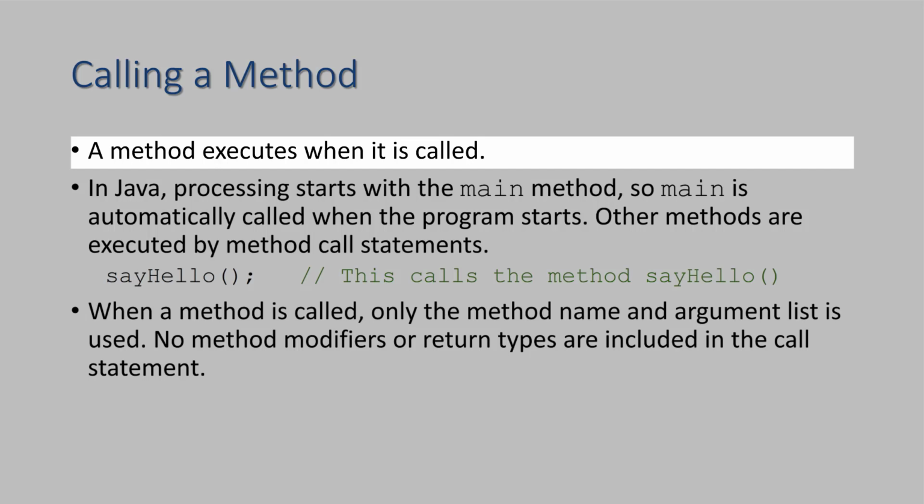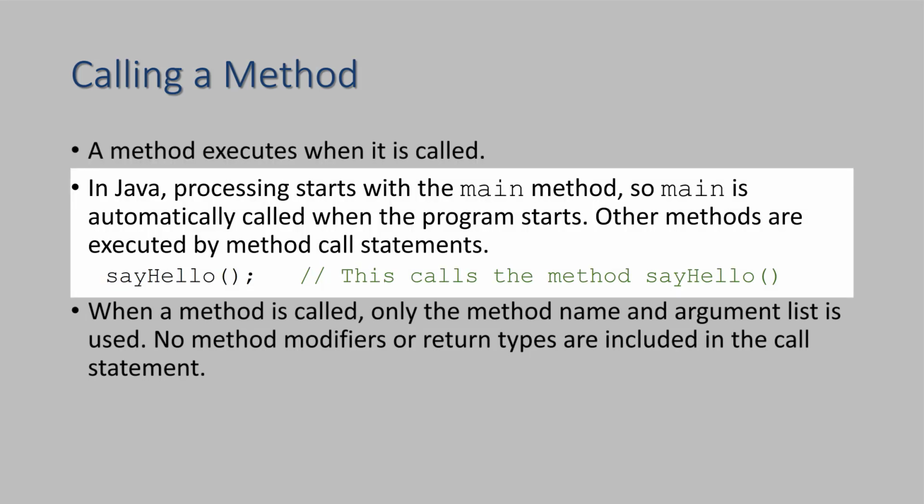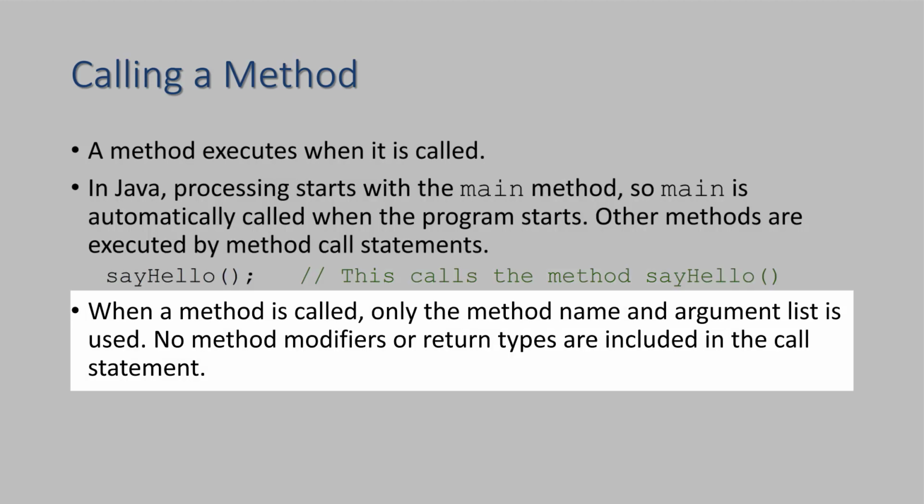The code in a method executes when the method is called. In Java, processing starts with the main method, so it is automatically called. All other methods must be executed by call statements. To execute the previously defined sayHello method, the method name sayHello with an empty argument list is written as a statement. Only the method name and argument list are used to call a method. No other modifiers or return types are included in the call statement.